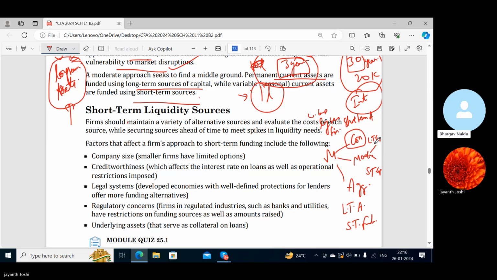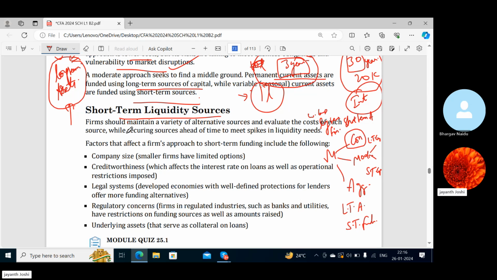That's what. So here in moderate, they are applying their sense. If they want long-term assets, they are going with long-term sources of capital. If they want current assets, they want funding or finance for current assets, they're going for short-term sources of finance or capital. Now, what are the short-term liquidity sources available?